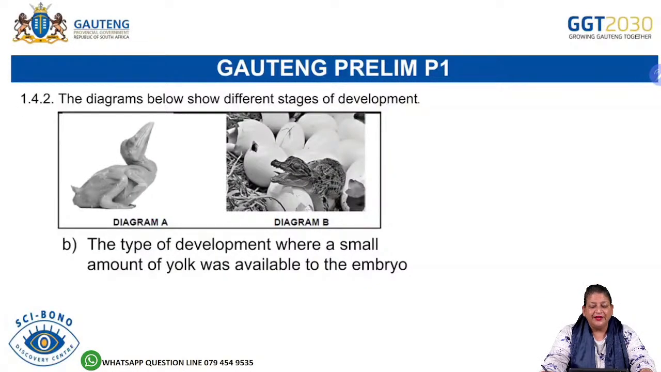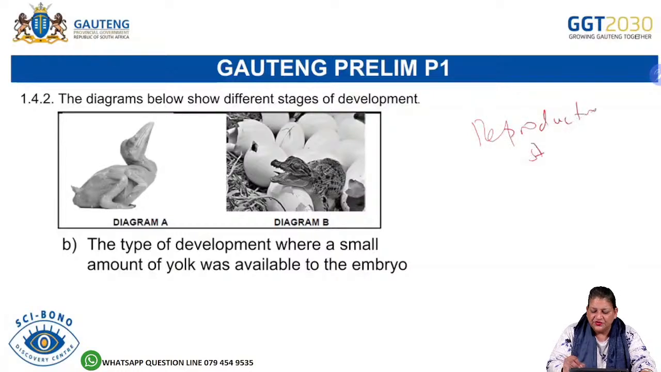Now we're going to look at another question that looked simple but was very poorly answered because the children interpreted it incorrectly. The diagram below shows stages of development. Immediately you know what this is. This question is coming from what? Reproductive strategies. Right.